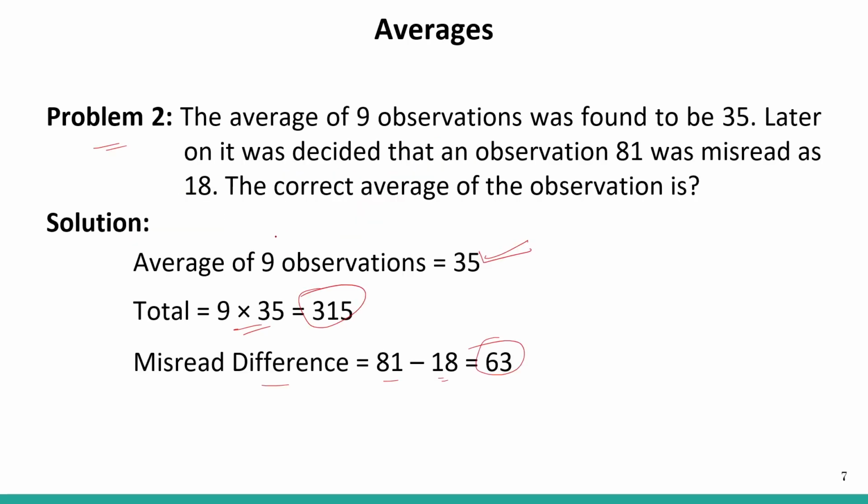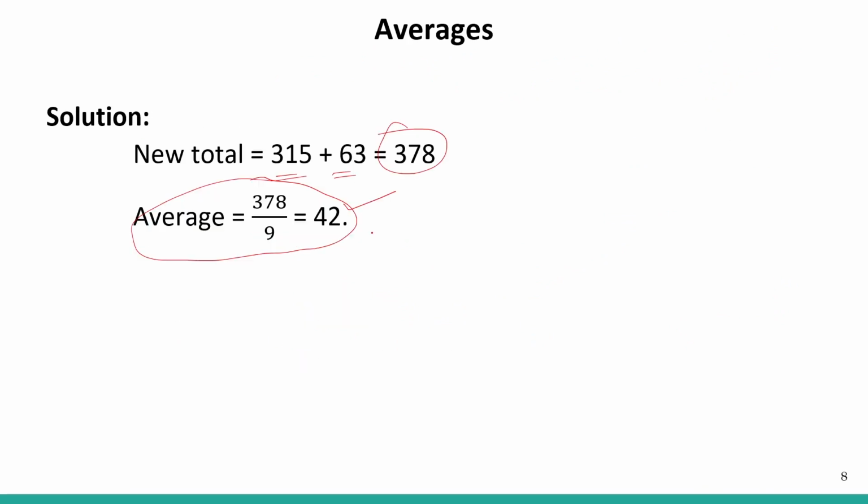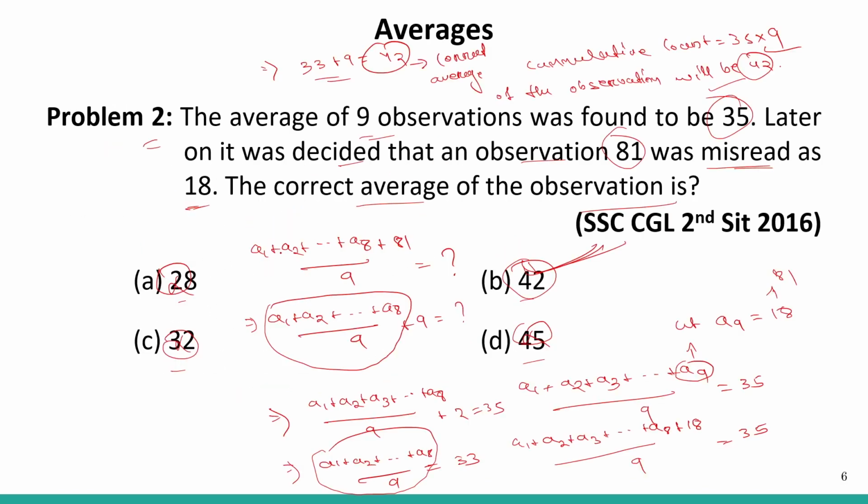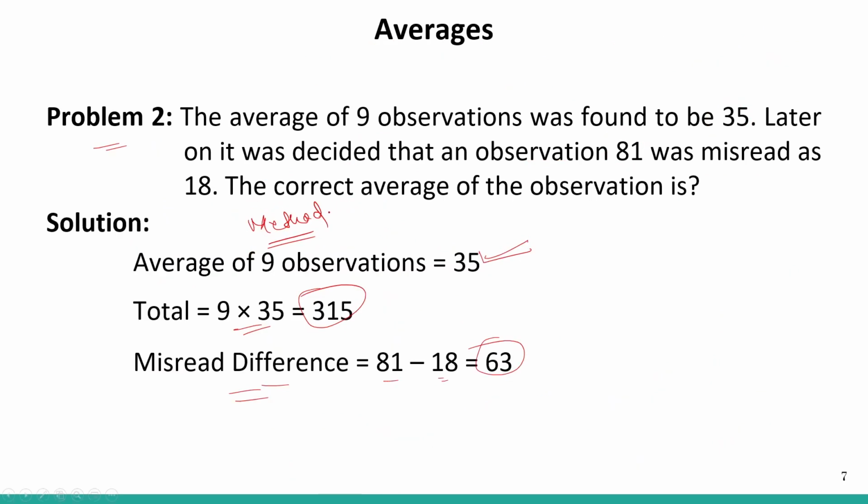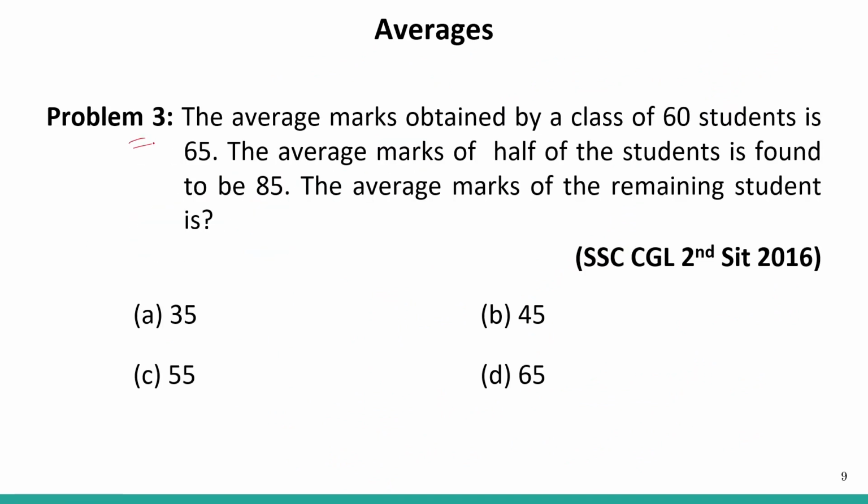Okay, so this is done by method 2. We can find the same answer using the cumulative count and the misread difference. This is how we can get the answer with method 2, and this is what we have done in method 1. This is a very fundamental method. You can use either this one or that one, it depends. So let's go forward with problem number 3.